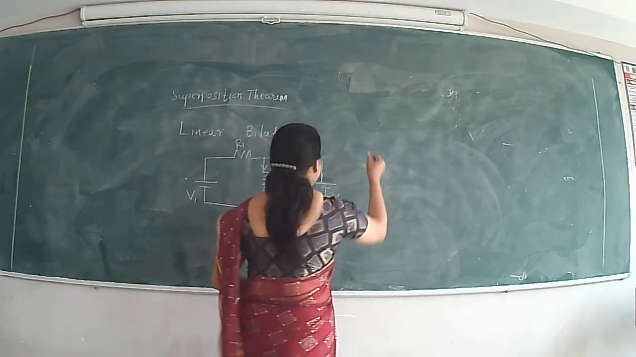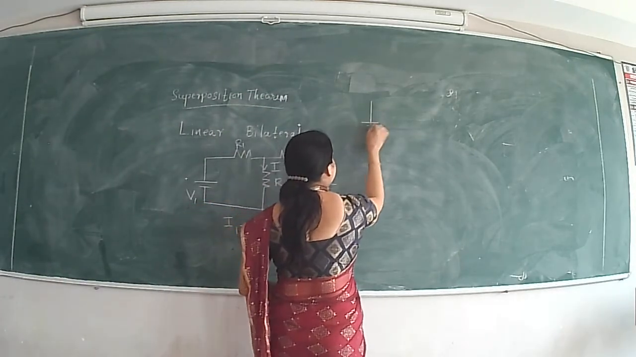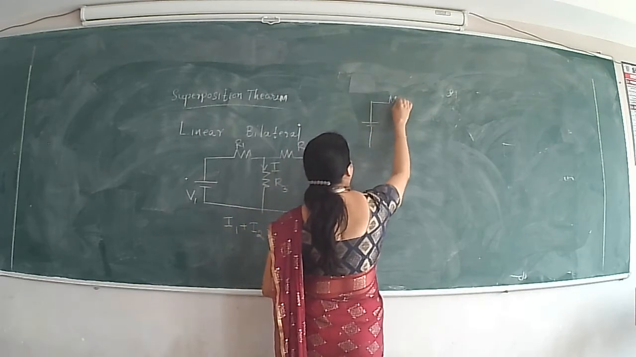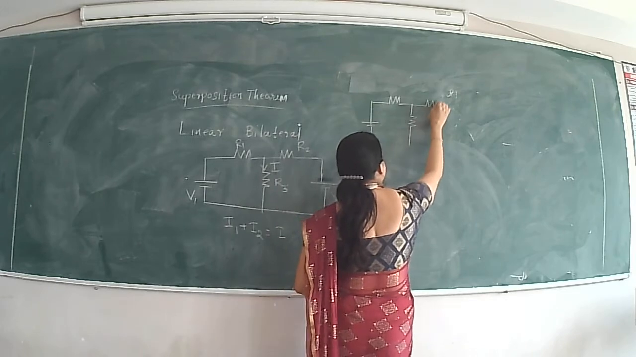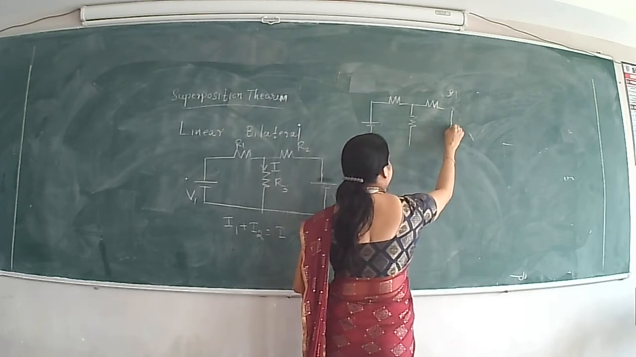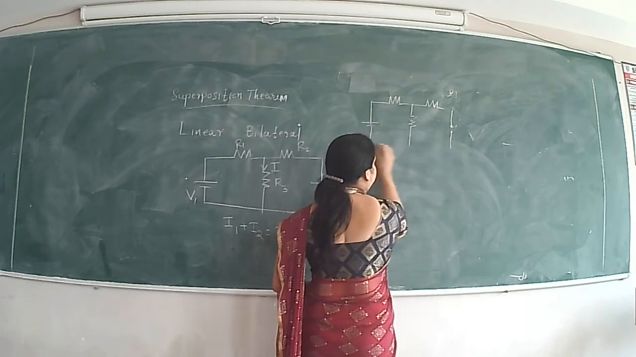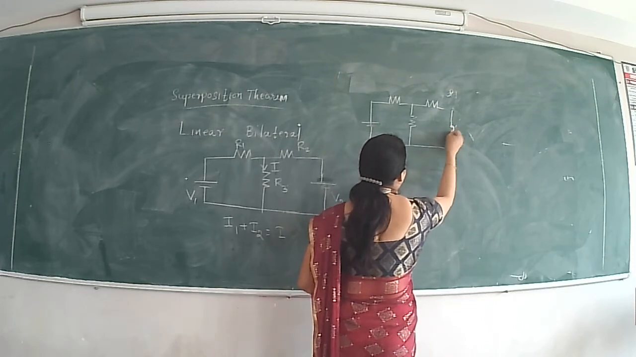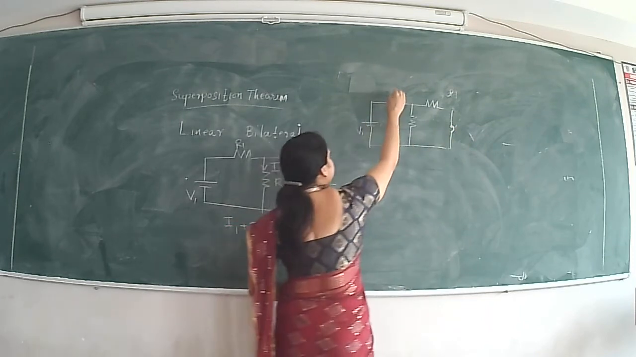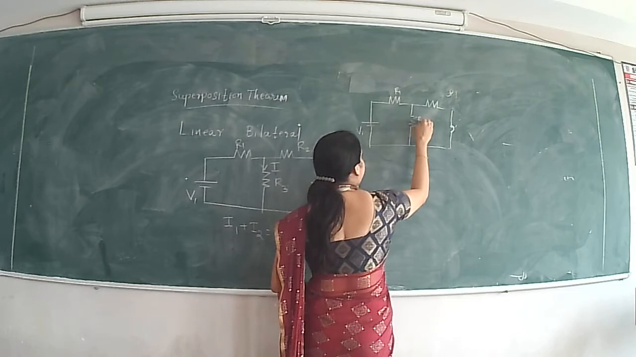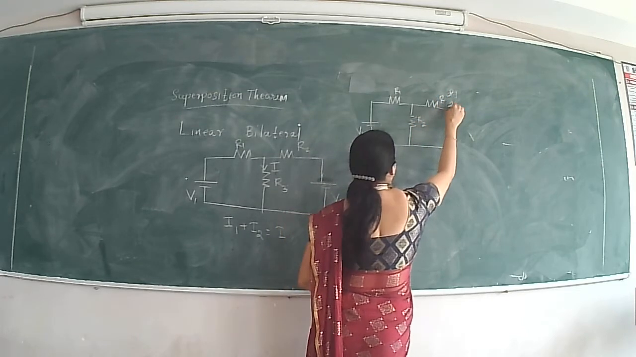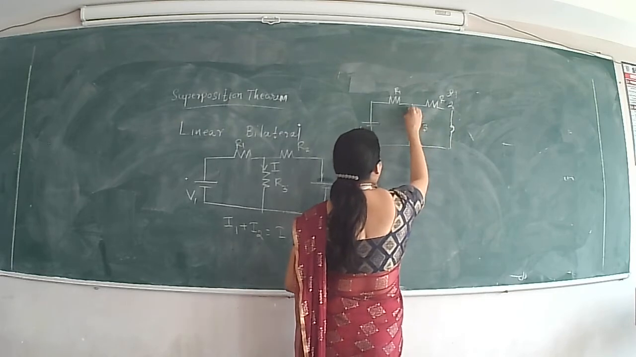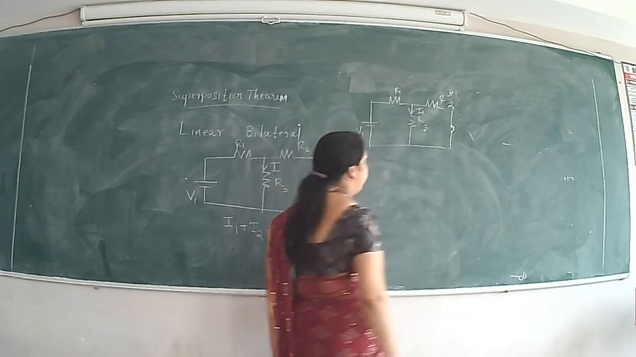So, for finding I1, we are considering V1. Since it is a voltage source, V2 we will be short circuiting. If it is a current source, we have to open circuit. So V1, R1, R2, R3. Now here we are finding a current I1.